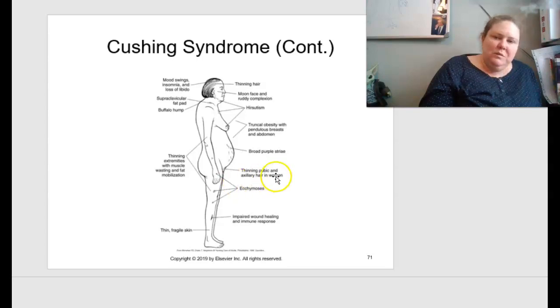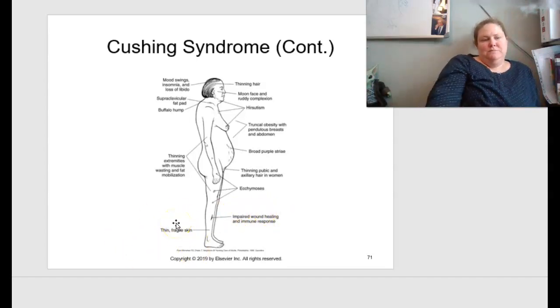You can have truncal obesity, which is the belly sitting here, with the pendulous breasts, they're more saggy, and abdomen, right? So both of them are bigger and more saggy. And then you can have the broad purple striae, and this would be like the tiger stripes of purple on your skin. You can also have thinning pubic and axillary hair in women, and ecchymoses, which are these like kind of age spot things. And then if you do have a wound, it can cause impaired wound healing and a delayed immune response. And then you can also have thin, fragile skin.